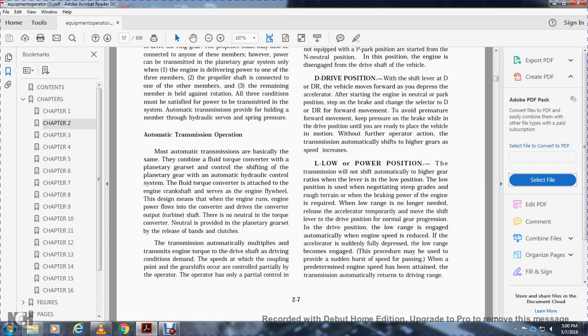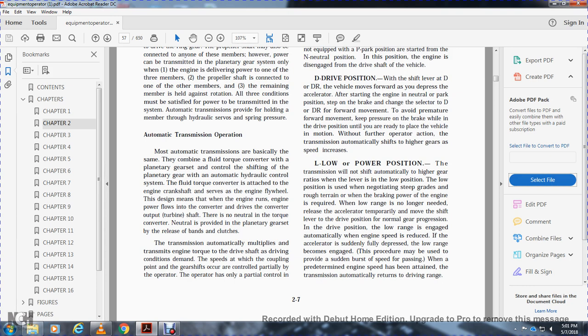Now, for automatic transmission operation: most automatic transmissions are basically the same, combining a fluid torque converter with planetary gear sets, with the shifting of the planetary gears controlled by an automatic hydraulic control system. The fluid torque converter attaches to the engine crankshaft and flywheel by design, so when the engine runs, power flows through the converter to the turbine output shaft. There is no neutral in the torque converter; neutral is provided in the planetary gear set with the bands and clutches.